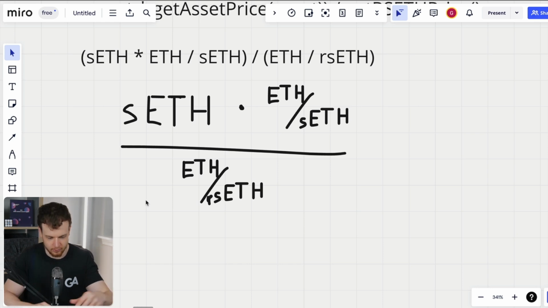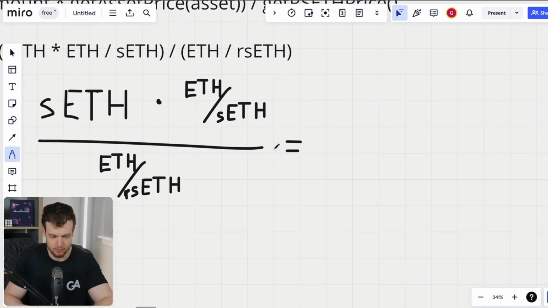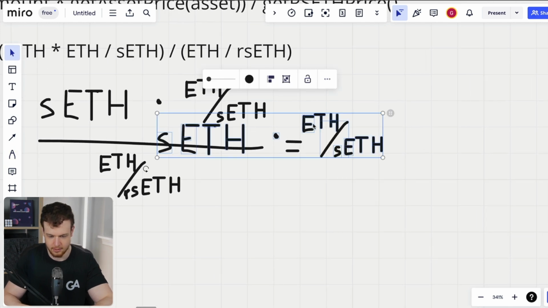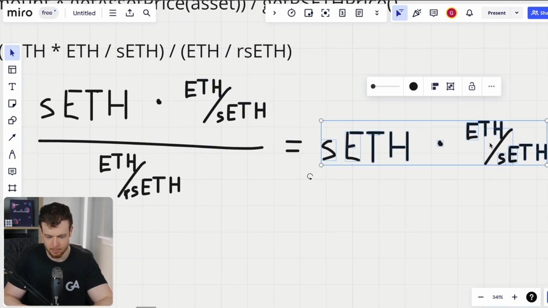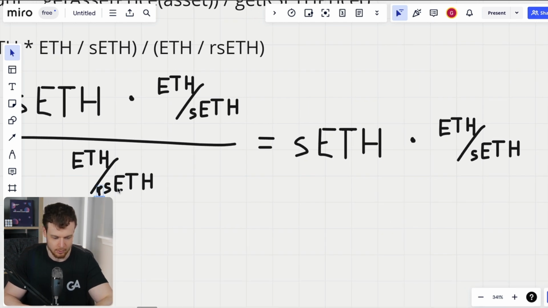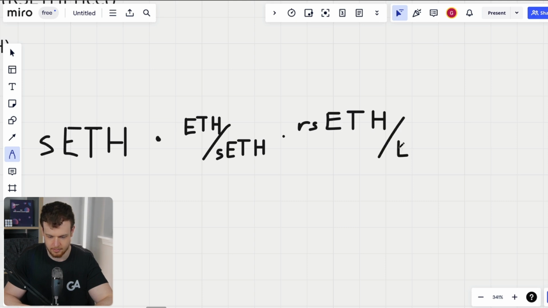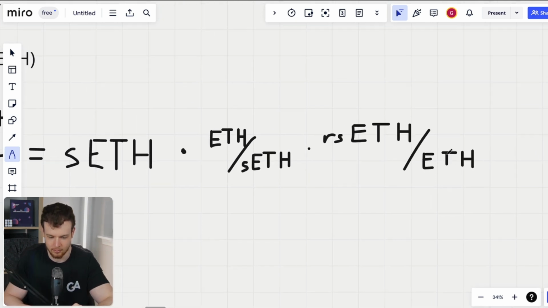So let's do some quick algebra here. This is going to be equivalent to me taking this here, and then multiplying it by the inverse of the denominator. So we're going to take RS ETH. Let me see if I can grab as much of that as possible. That didn't really work out. So I'll just do RS ETH per ETH. Okay, so we've got this formula written out here.